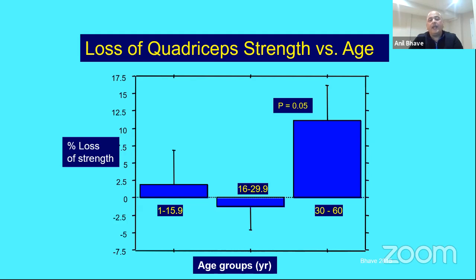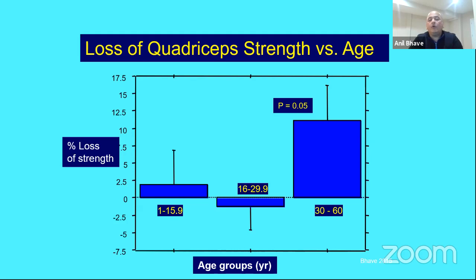So if the limb lengthening happens in younger patients and the therapy is done properly, then your chance of losing strength is much lesser as compared to an older patient. The older the patient, about 30, there was a significant loss of quadriceps strength.